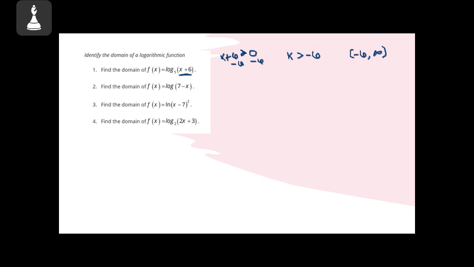Number 2, find the domain of log of 7 minus x. So take 7 minus x greater than 0. Subtract 7 from both sides. I get negative x is greater than negative 7. Now I need to divide both sides by negative 1. When I divide an inequality by a negative, it flips the sign. So I'm no longer greater, I am less than 7. So less than 7 means I start at negative infinity and go up to 7.